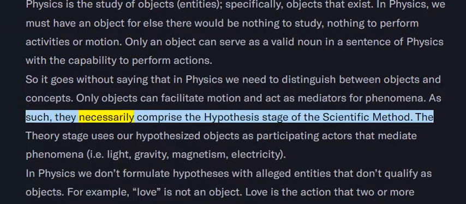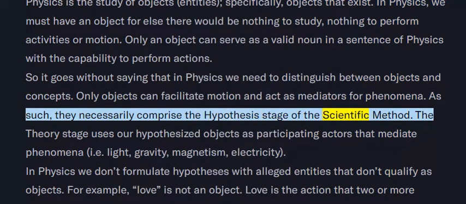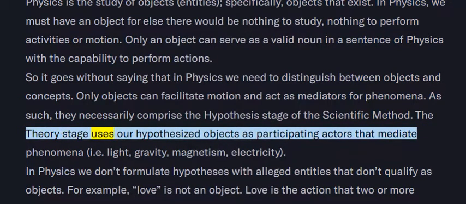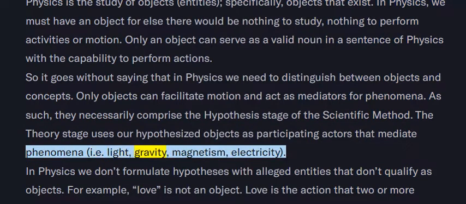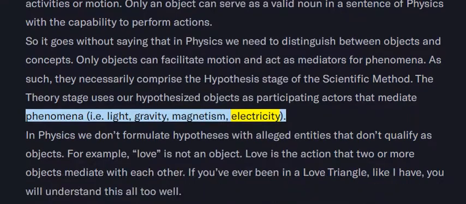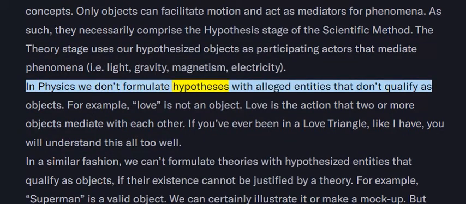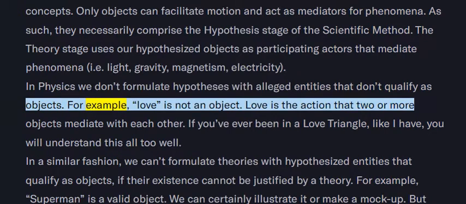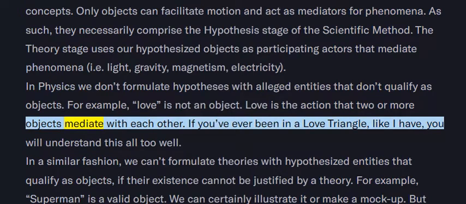As such, they necessarily comprise the hypothesis stage of the scientific method. The theory stage uses our hypothesized objects as participating actors that mediate phenomena, i.e. light, gravity, magnetism, electricity. In physics, we don't formulate hypotheses with alleged entities that don't qualify as objects. For example, love is not an object. Love is the action that two or more objects mediate with each other.